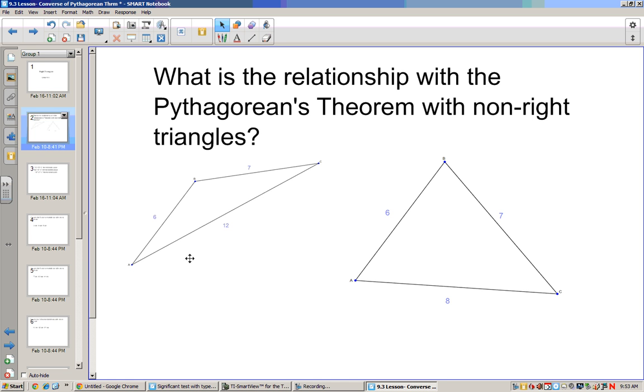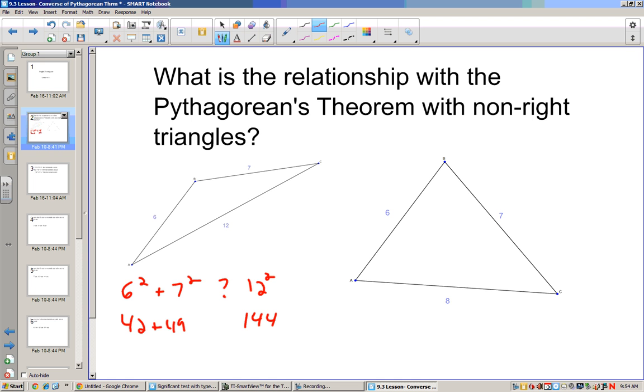Well, look at this obtuse triangle over here. The biggest side is 12, so we'll use that as c. And the two smallest sides I'll have 6 squared plus 7 squared, and I want to know how that relates with 12 squared. That's 36 plus 49, and this is 144. This is going to be 85.